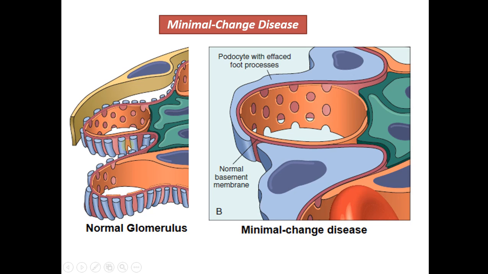Now in this picture, we can see that this is the normal basement membrane, and the visceral epithelial cells are podocytes and their foot processes. But in minimal change disease, effacement of the foot processes occurs, and the foot processes are lost, and the loss of the negative charge which is present on the podocytes then allows the negatively charged albumin to get filtered into the glomerular filtrate.